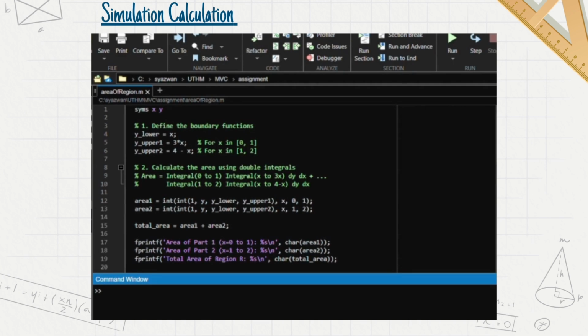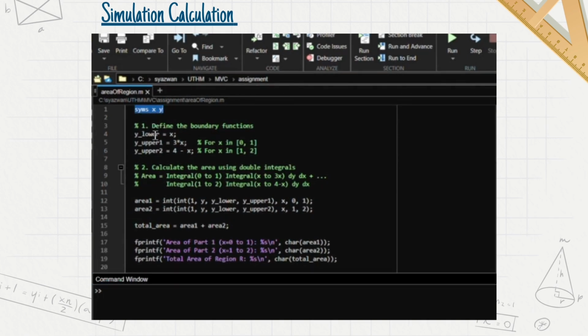This is the simulation part where I am using MATLAB. Here is the breakdown of how part of the code works. Firstly, I define x and y as symbolic variables. This allows the software to perform integration exactly like you do on paper, keeping the fractions and variable syntax rather than rounding them to decimals. The most critical part of the code is how it handles the changing upper boundary, because the top of the triangle switches from the line y equals 3x to the line y equals 4 minus x at x equals 1, so we cannot solve it with a single integral.